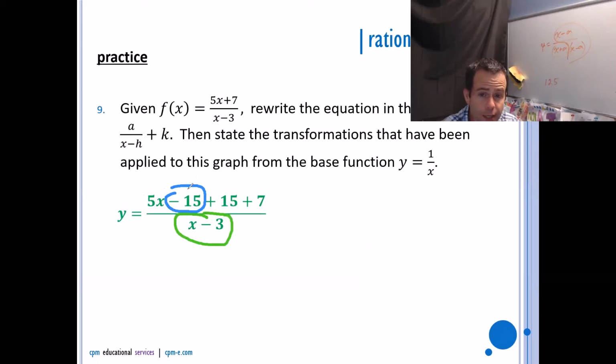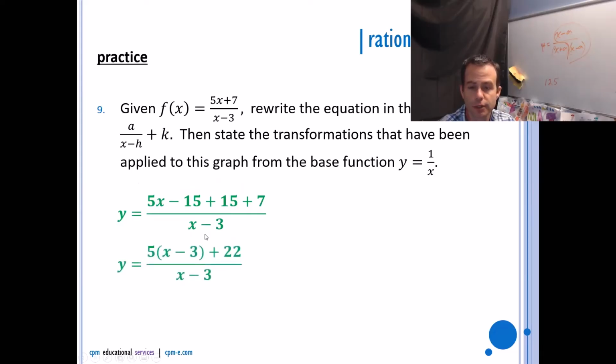I can't randomly introduce a negative 15. So at the same time that I introduce the negative 15, I introduce the positive 15, which is essentially 0, which means I'm not actually changing the equation at all. But now I could go and factor the 5 out of 5x minus 15. And that would look like this. And now this portion here is just going to give me 5.